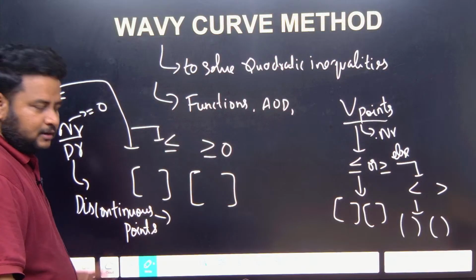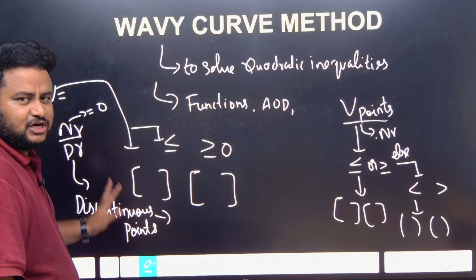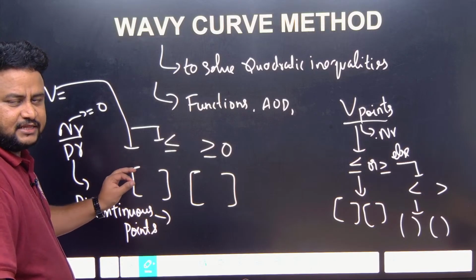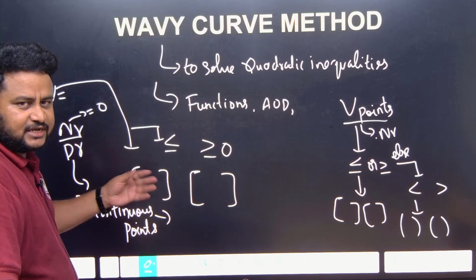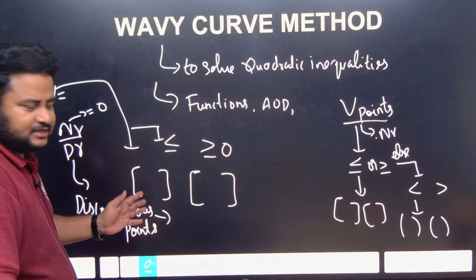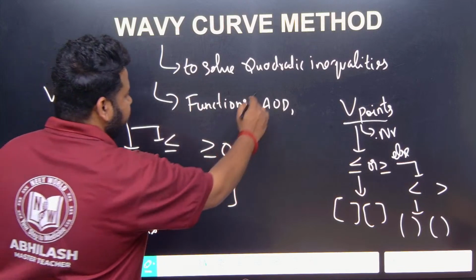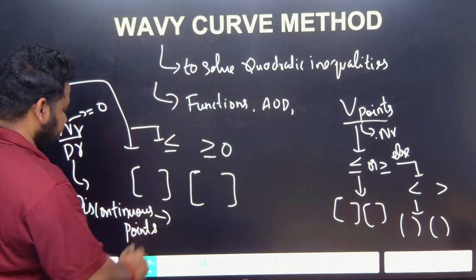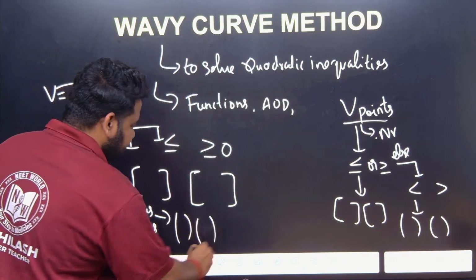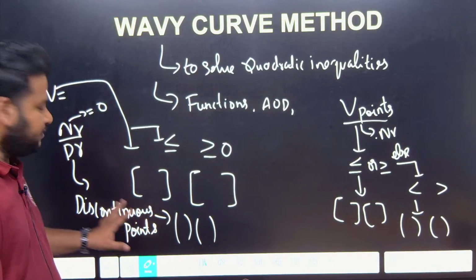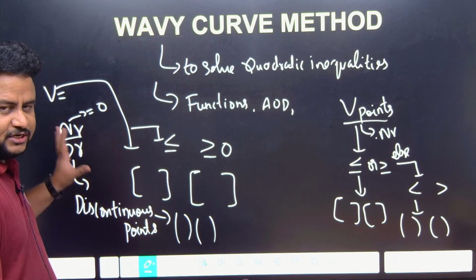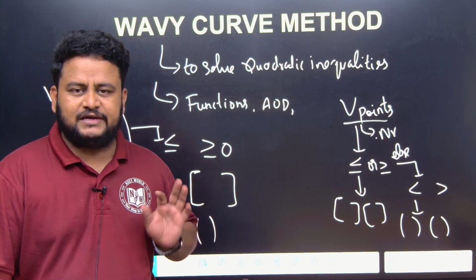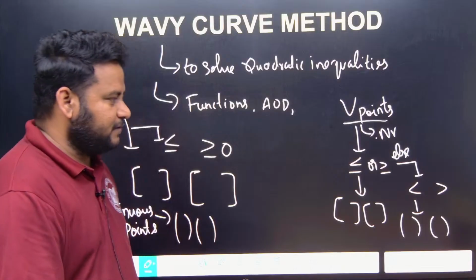It does not depend on the inequality. Inequality does not matter here when we write the interval, whether it is strictly less than or equal to 0, greater than or equal to 0, strictly less than 0 or strictly greater than 0, increasing or decreasing. See, application of derivatives, increasing functions, decreasing functions, there it will be useful. In the Wavy curve method, the denominator points, the discontinuous points, are always open interval.